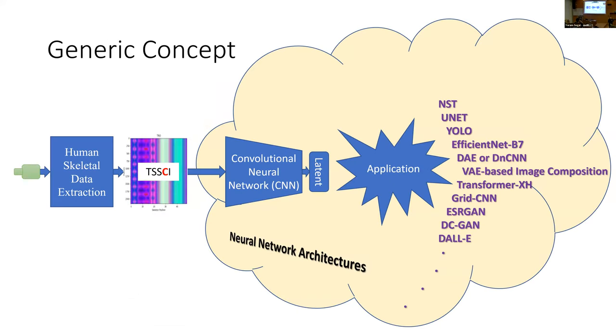So the basic concept in this research is just to take the camera, take a shot of the movement, extract the skeleton, and then create the TSSCI. This is only a matter of how to organize that. It's a very, very fast operation. Then we feed the images into, typically, a CNN neural network, because it works very well with images.